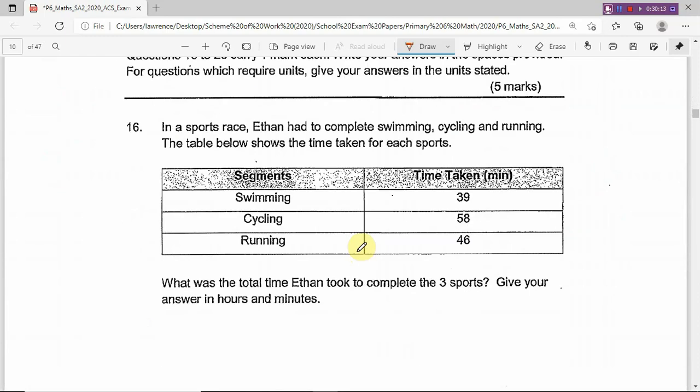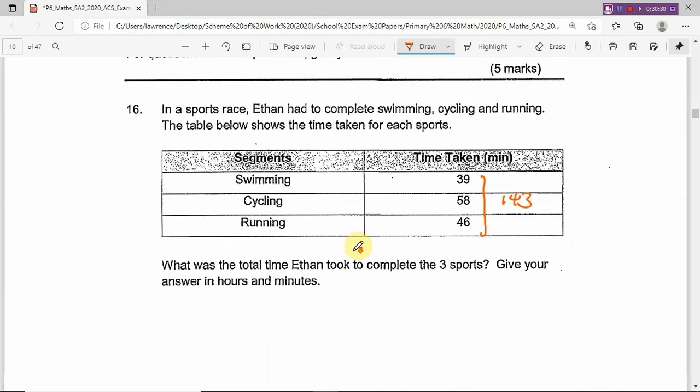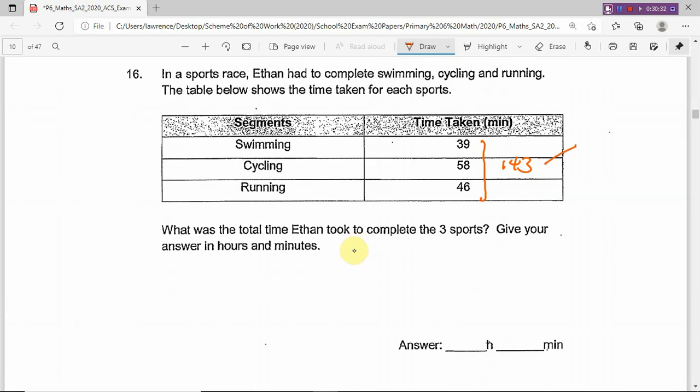Okay, and what was the total time Eden took to complete the 3 spots? So you just have to add them together. So I'm going to use my calculator so we can do it a bit faster. So plus 58 plus 46, you get 143 minutes, and then you have to break up into hours and minutes. So how do you break up? 60, 60, so you have 120 already. So 143 minus 120, you will get another 23.